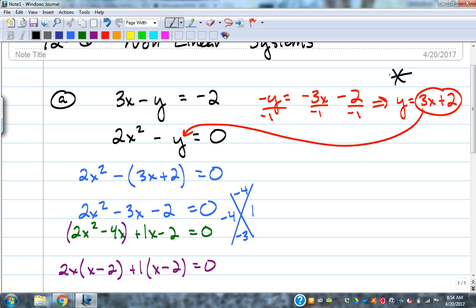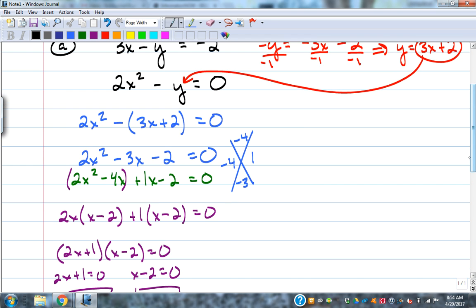There I've got y equals 3x plus 2. I'm fairly certain I didn't make any mistakes getting there, and because it factored, and usually they're going to, that's nice. So what I'm going to do is plug in and get the y value that goes with that.